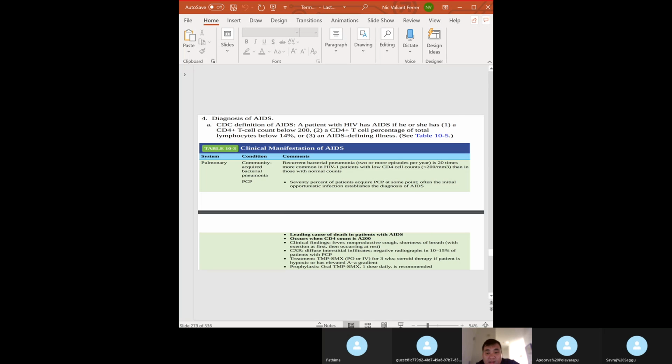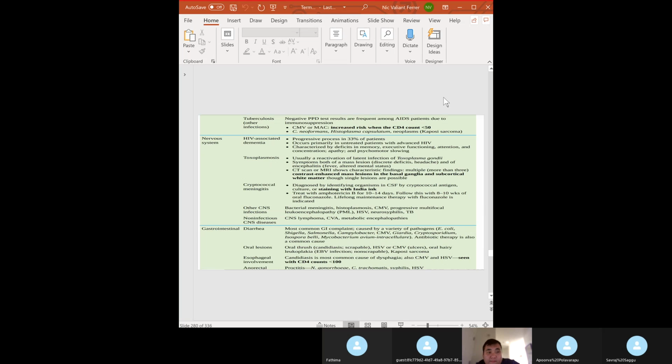The leading cause of death in patients with AIDS is PCP. It occurs when CD4 count is 200. If the CD4 count is 50, high yield, it's CMV or MAC, Mycobacterium avium complex. That's also high yield. For nervous system, think toxoplasmosis. So you have ring-enhancing lesions in the basal ganglia and subcortical white matter. Cryptococcus, don't forget, India ink for your cryptococcus.